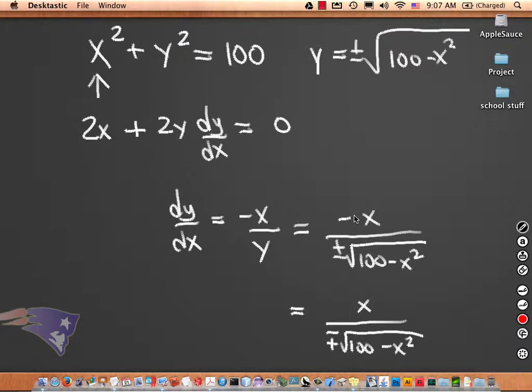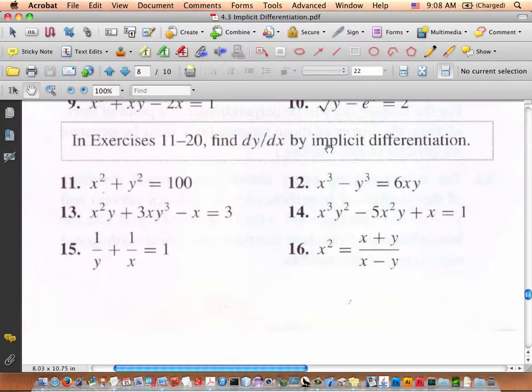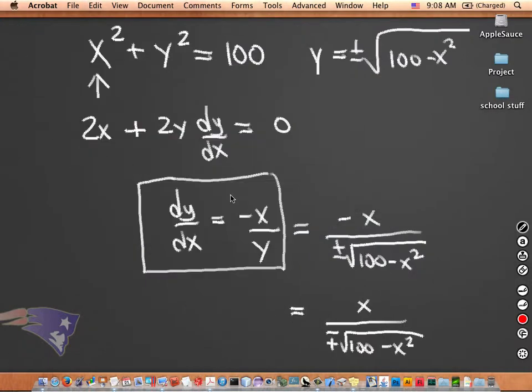That's your final answer. That is the derivative, the slope of the tangent line at every single point x, because now it's explicit. So wait, how do we write the answer? We have two different things we found. Well, this right here is the answer because they wanted you to use implicit differentiation. That was the instruction. Yeah, find dy/dx by implicit differentiation. Nothing about solving for y as a function of x. So your answer is dy/dx equals negative x over y. Okay.